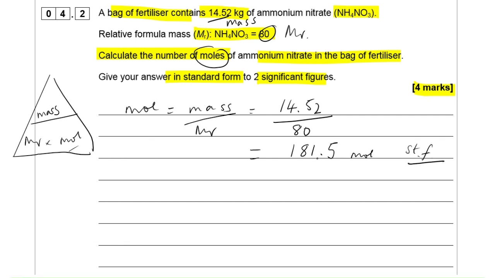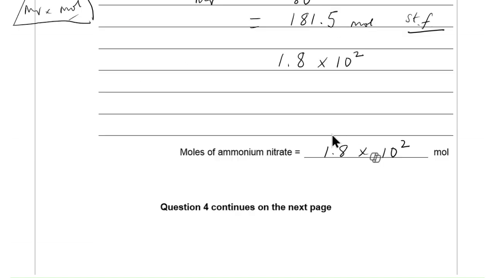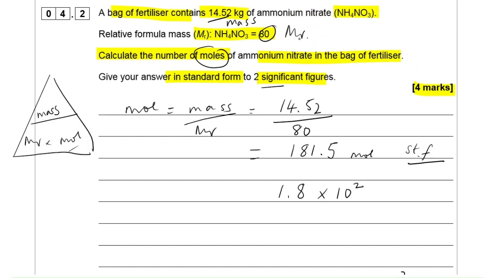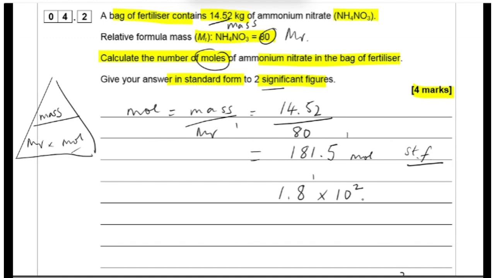Now we need 2 significant figures, so that would give us 180. And then if we want to put that into standard form, we have 1.8 times 10 to the power of 2. So we get 1 mark for the formula, 1 mark for subbing in the numbers, 1 mark for the raw answer before standard form and before significant figures, and then the final mark goes to the final answer in standard form.